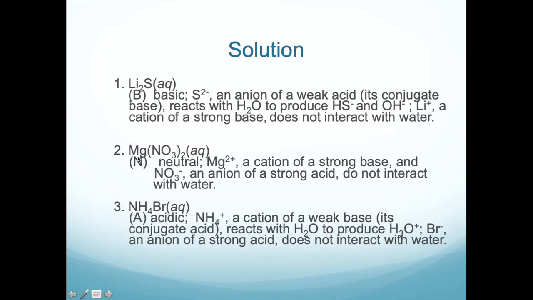And then here we have magnesium nitrate. Magnesium comes from magnesium hydroxide. It's a group 2 metal, and magnesium hydroxide is a strong base. Nitrate comes from nitric acid, which is a strong acid. So you know that this is going to be a neutral salt.